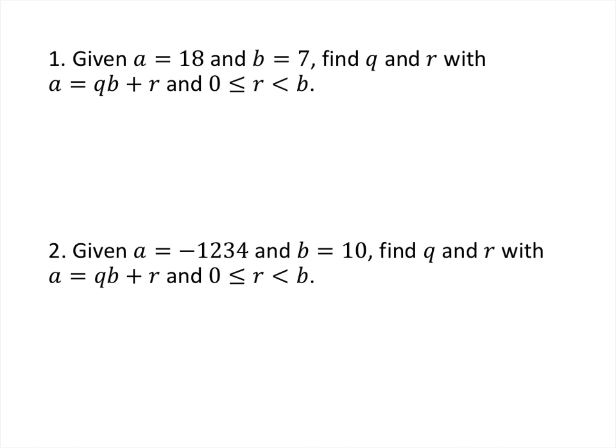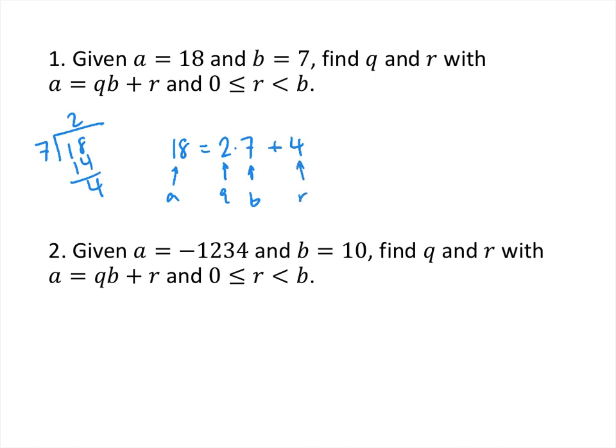So in this first question, we're being told that we're dividing 18 by 7. And we want to know what is the quotient and what is the remainder. So we do this in the normal way. We think of 18 divided by 7, which looks like this. 7 goes into 18, 2 times 7 is 14, subtract, and we get a remainder of 4. So this would tell us that 18 equals the q, the quotient is 2, the b, the divisor was 7, and the remainder was 4. So there's my a, there's my q, there's my b, and there's my r.